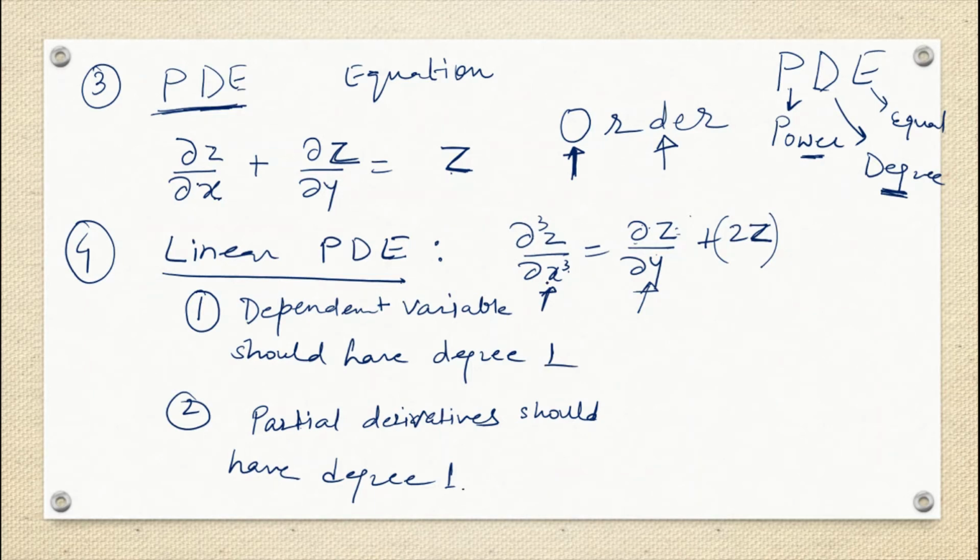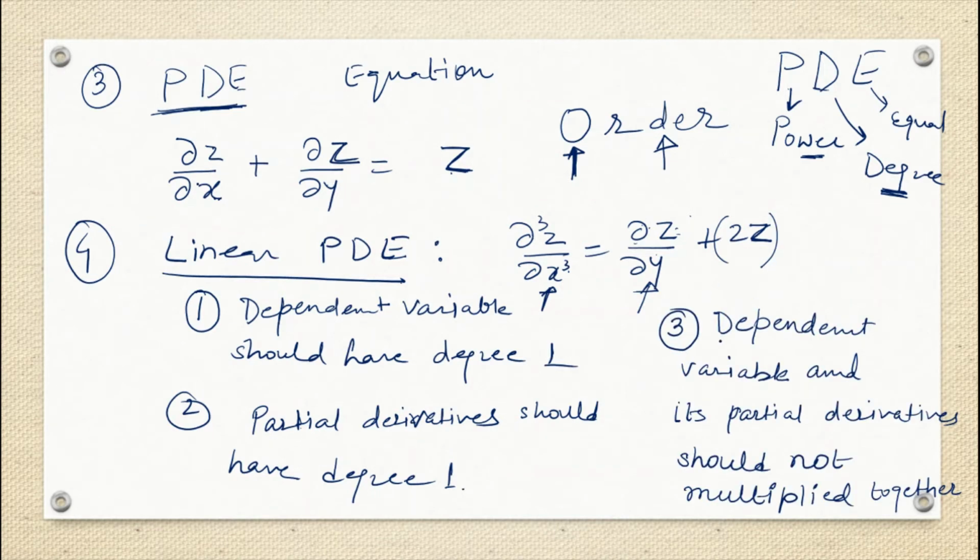But only two properties we have discussed. What is the third property of a linear partial differential equation? The third property concerns the dependent variable. z is the dependent variable, and its partial derivatives are del by del x of z, del by del y of z. These two things should not multiply together in one term. If you write z into del by del x of z, suppose, this is not linear, because in any term the dependent variable and its partial derivative should not get multiplied.